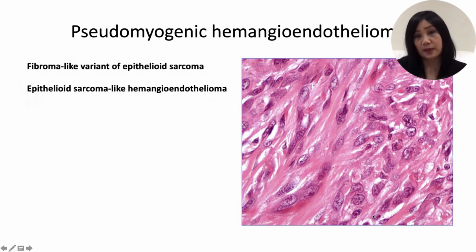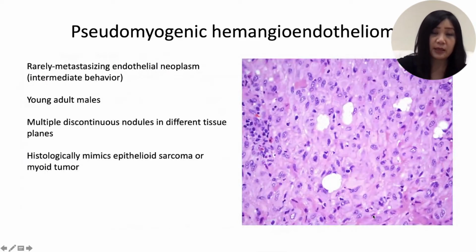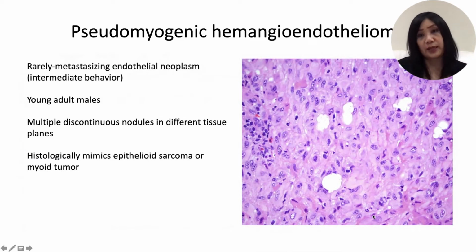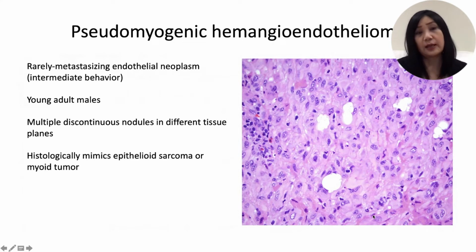Let's remember that this is principally more a spindle cell rather than, frankly, epithelioid neoplasm. But the morphology is variable and we need to get to grips with it so that we don't overcall it as epithelioid sarcoma because of its similar clinical picture, and incredibly importantly because it is much more indolent in its behavior than epithelioid sarcoma. So this is a rarely metastasizing endothelial neoplasm.